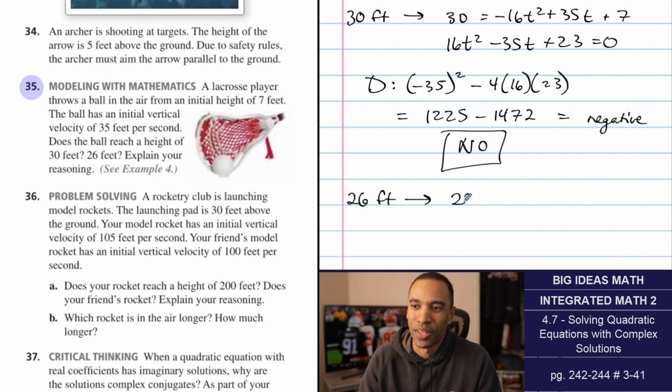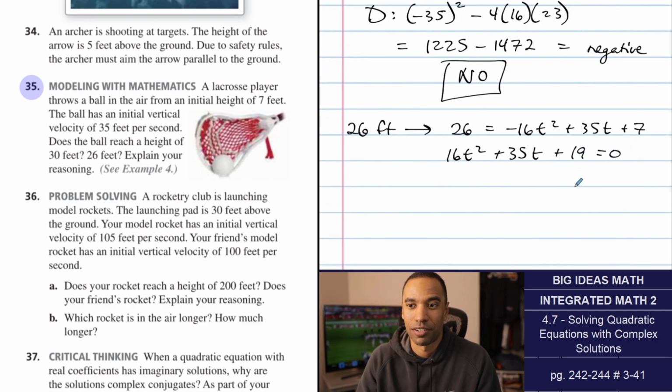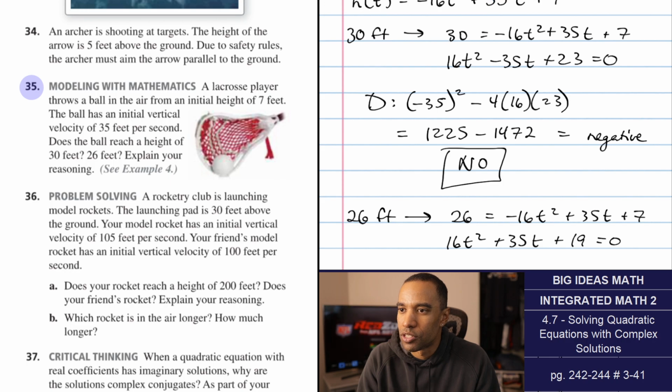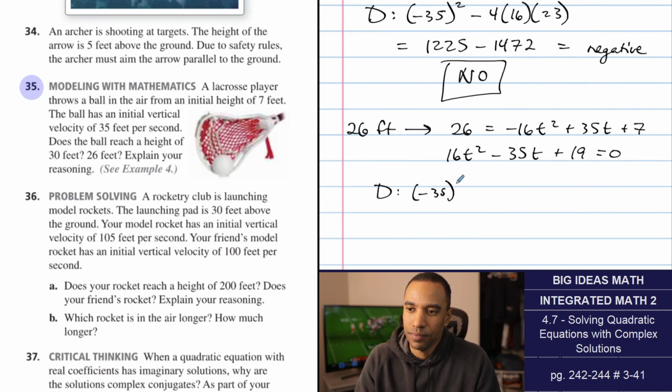Hopefully that makes sense. 26 equals negative 16t squared plus 35t plus 7. So I'm going to do the same thing, right? I add the stuff over. The only difference here is instead of 23, it'll be 19. Now, that might change a lot, right? Because now for the discriminant, that b squared minus 4ac, negative 35 squared minus 4ac. Now it's 16 times 19 and times 4 and all that.